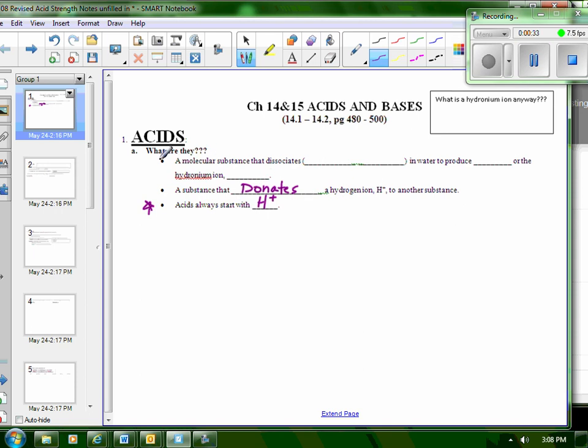Finally, an acid is also looked at as a molecular substance that dissociates. The word dissociates means breaks up in water to produce the H+, or another word for H+, a hydronium ion. The hydronium ion's formula is H3O+. We'll see what that means in just a minute.